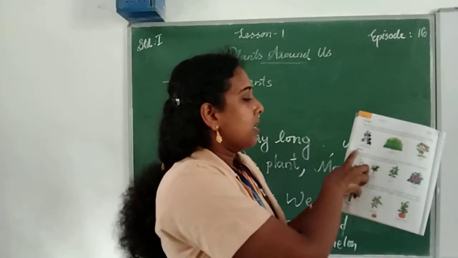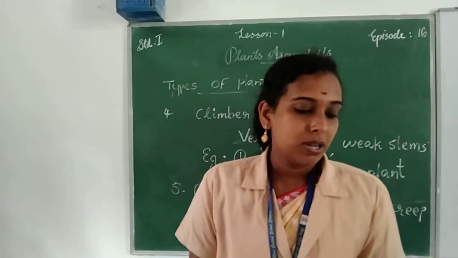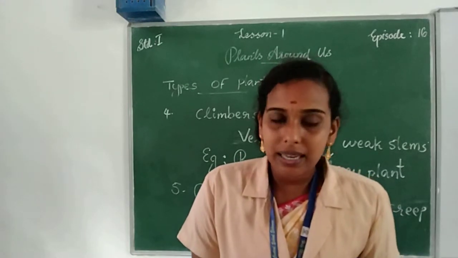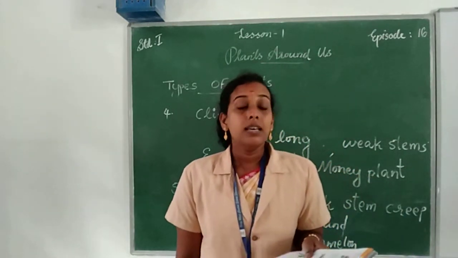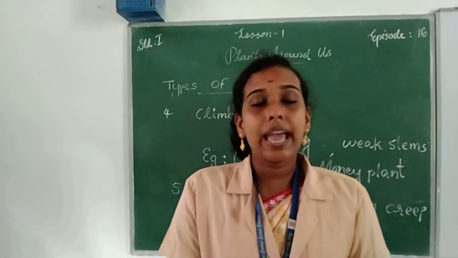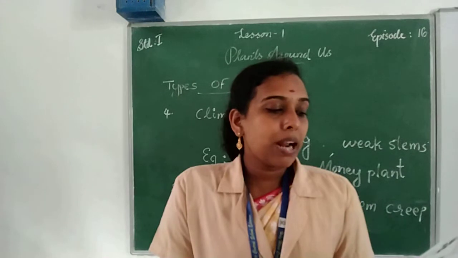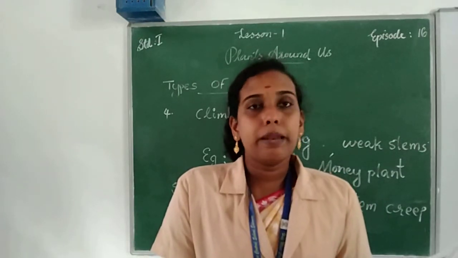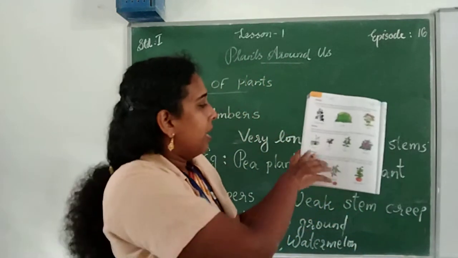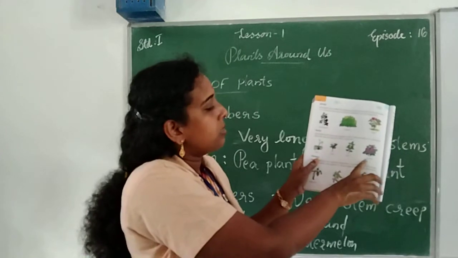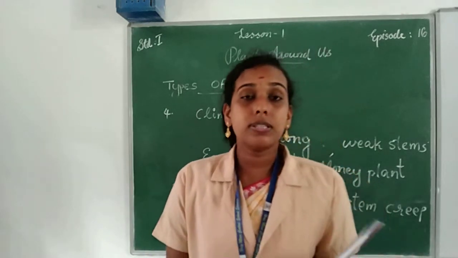Then the next word is H-E-R-B-S, herbs. Some plants have soft and thin green stems. Look at your textbook. They are called herbs. Some of them, like tulsi and mint, are used in medicine. Some herbs are used as medicine. Here rice, tulsi, mint and petunia are examples for herbs.